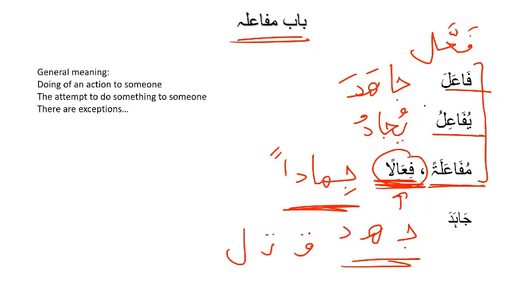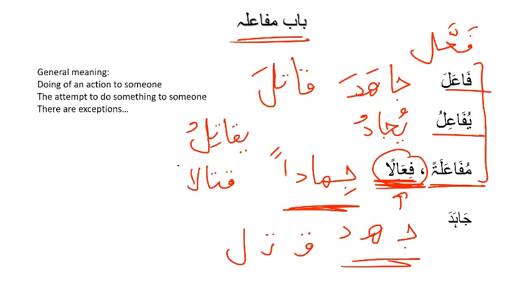Another popular example is with qaf, ta, lam. What does that become? Qatala, yuqatilu. And then what's the name of the masdar? Again, it will take the fi'alan form. Qitalan. Do you know the difference? What does qatala mean? To kill. What does qatala, yuqatilu, qitalan mean? To cause someone else to die?